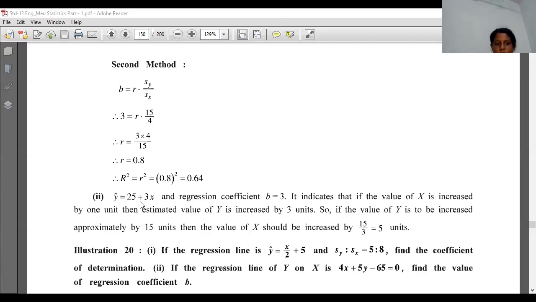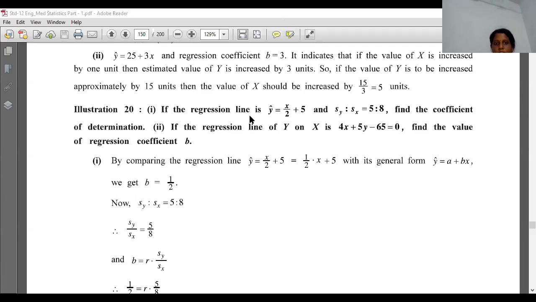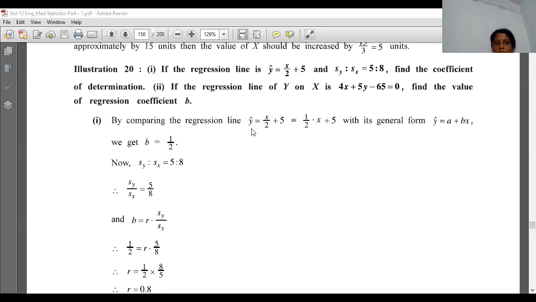Now y cap equal to 25 plus 3x. Illustration number 20. If the regression line is y cap equal to x by 2 plus 5 and sy is to sx is equal to 5.8, find the coefficient of determination. See here, y cap equal to x by 2 plus 5. If we separate x by 2, what will it be? 1 by 2 into x. If you multiply, what will come? 1x upon 2. 1x means x upon 2, right?